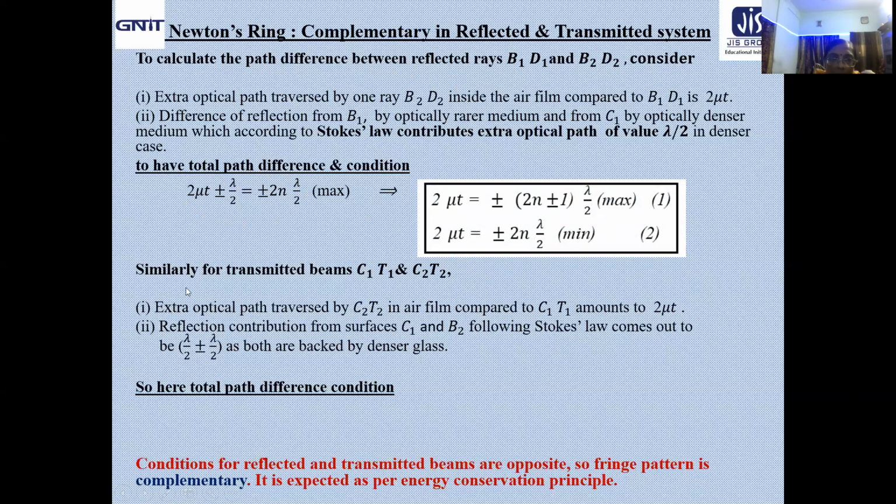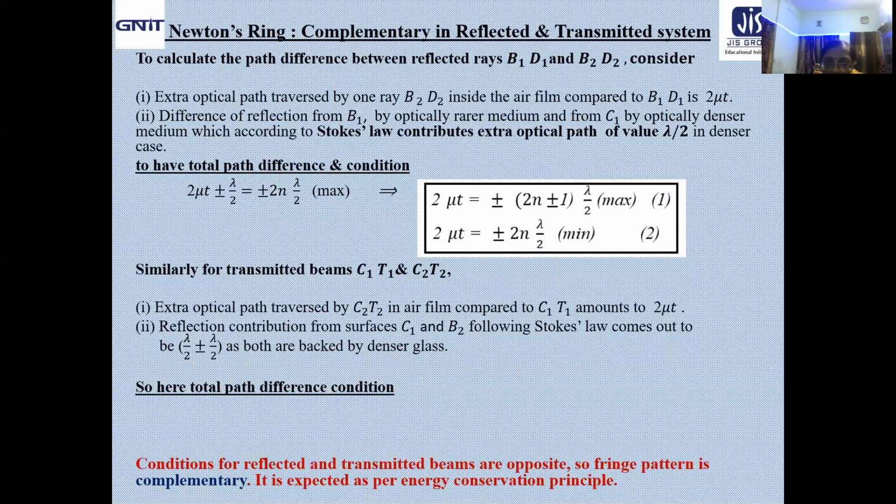Now, for the transmitted system, C1 T1 and C2 T2 are the beams under consideration. Already I mentioned that extra optical path is traversed by C2 T2 in the air film compared to C1 T1, and this amounts to again twice mu T. Similarly, the reflection contributions from surfaces C1 and B2 both follow Stokes' law and come out equal to lambda by 2 plus minus lambda by 2, as both are backed by the denser glass plate.